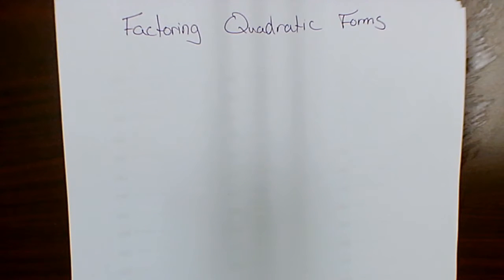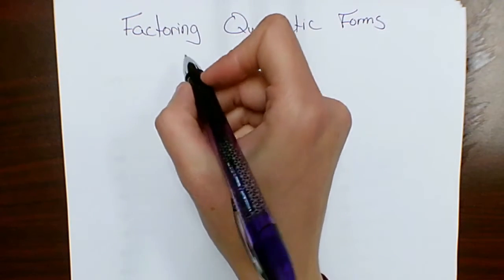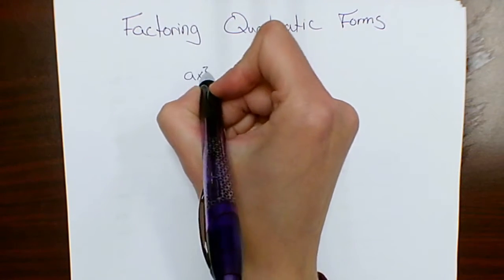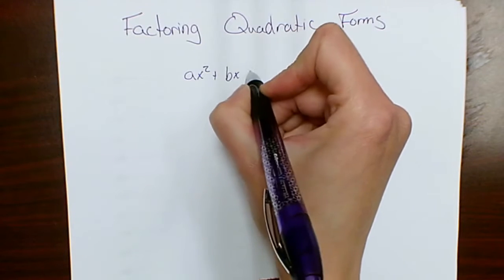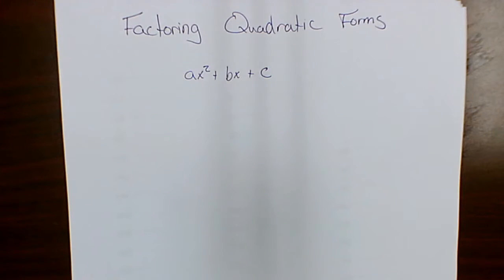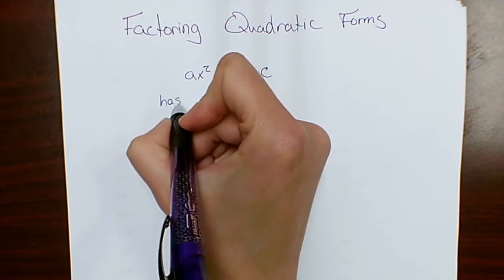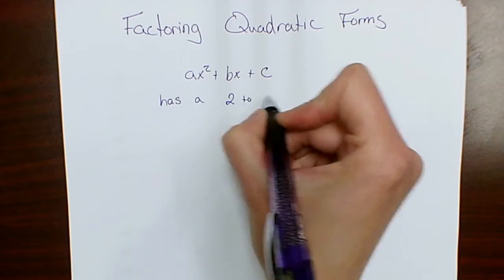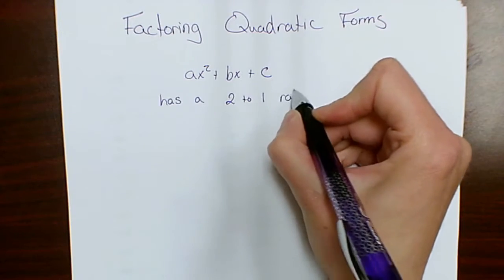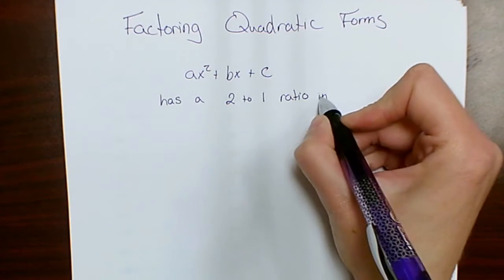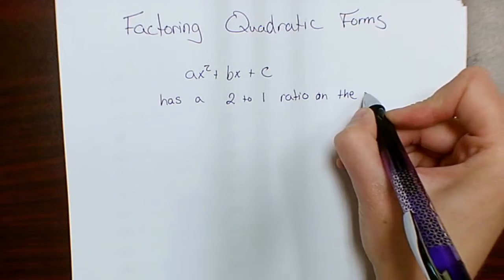This video is over factoring quadratic forms. We have seen quadratic forms of ax squared plus bx plus c. And the forms for this, the quadratic forms, have a 2-to-1 ratio on the exponents.